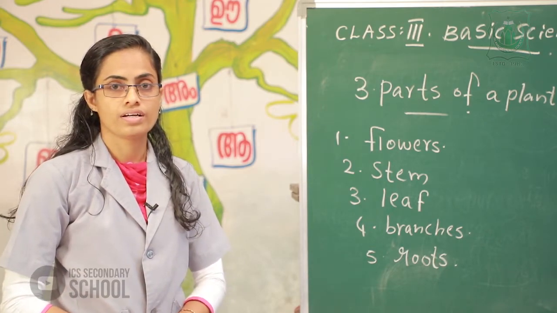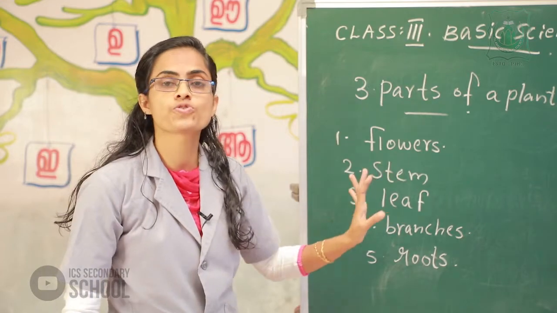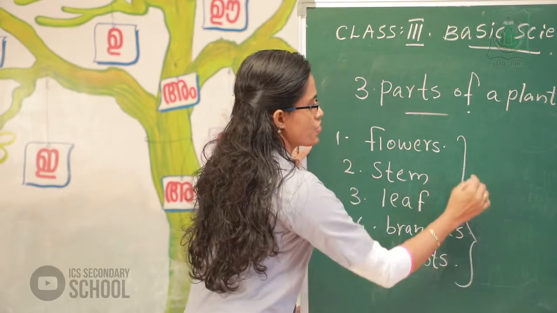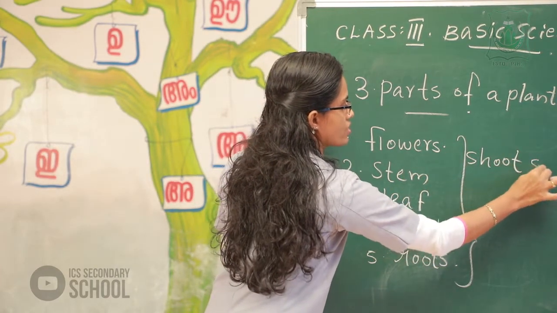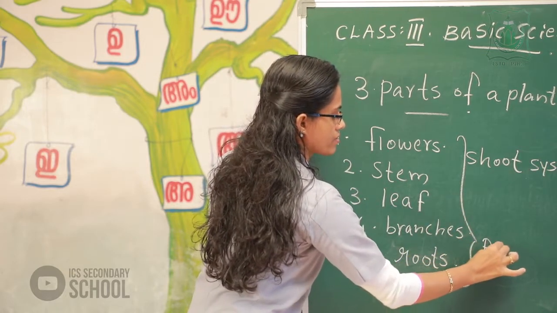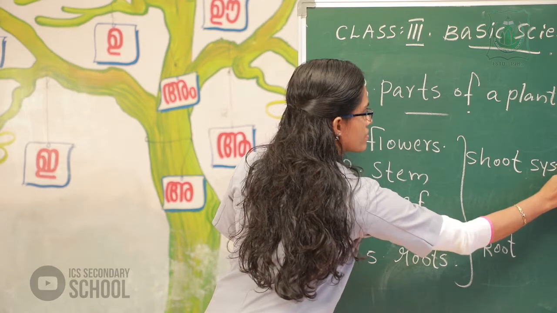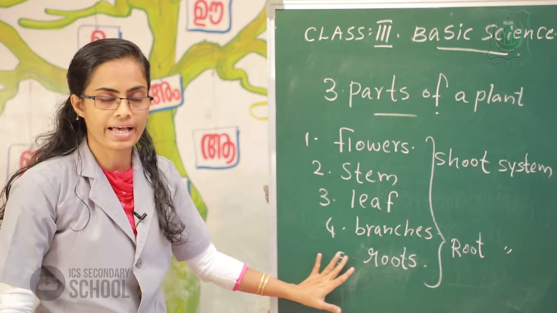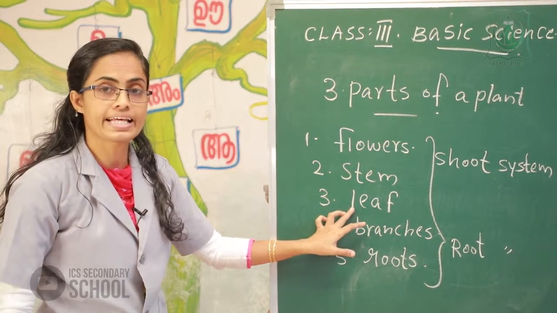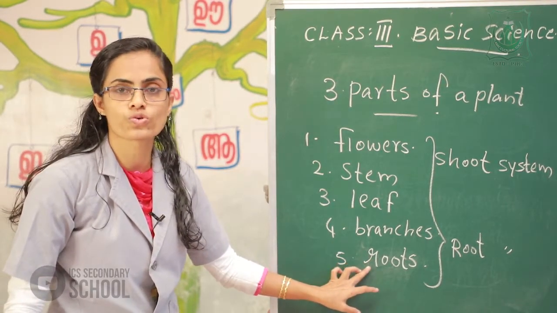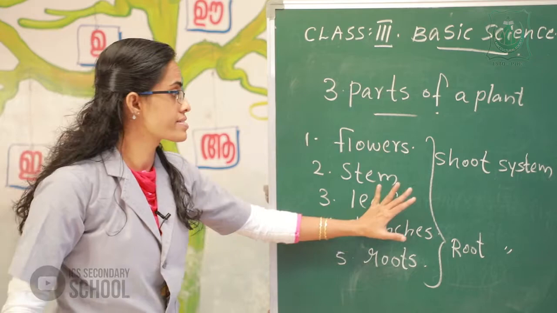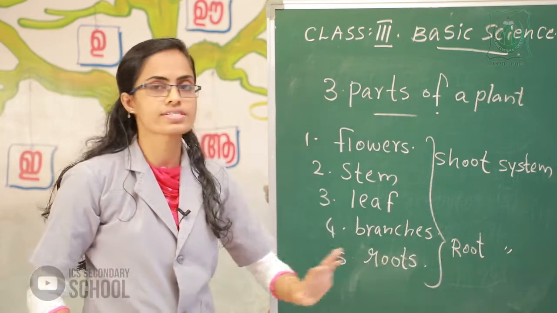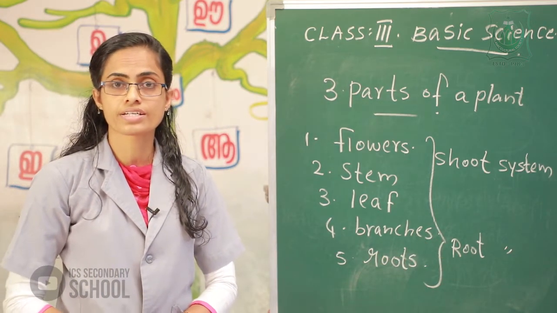The plant has two parts: shoot system and root system. Listen, these are the different parts of a plant: flowers, stem, leaf and branches, roots. The plant has two parts, that is shoot system and root system.